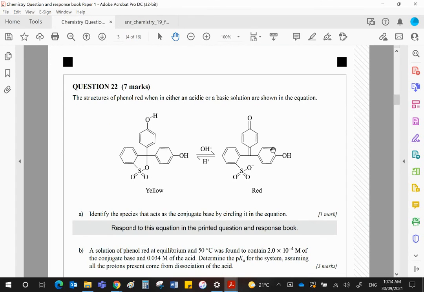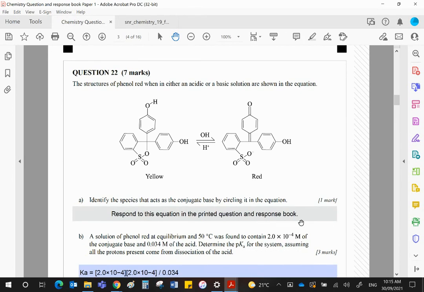Question 22 is acid-base. What we have here is an indicator, phenol red. Here is its acidic form. Here is its basic form. You will notice that there are no charges here. There's a negative charge there. It's not one of the best examples to illustrate this because clearly there was no H there at the start. The H has come from there, and then the entire structure has rearranged to give this ion. However, all we're asked to do is identify the conjugate base. Here's your acid, and this is what you would circle as the conjugate base.